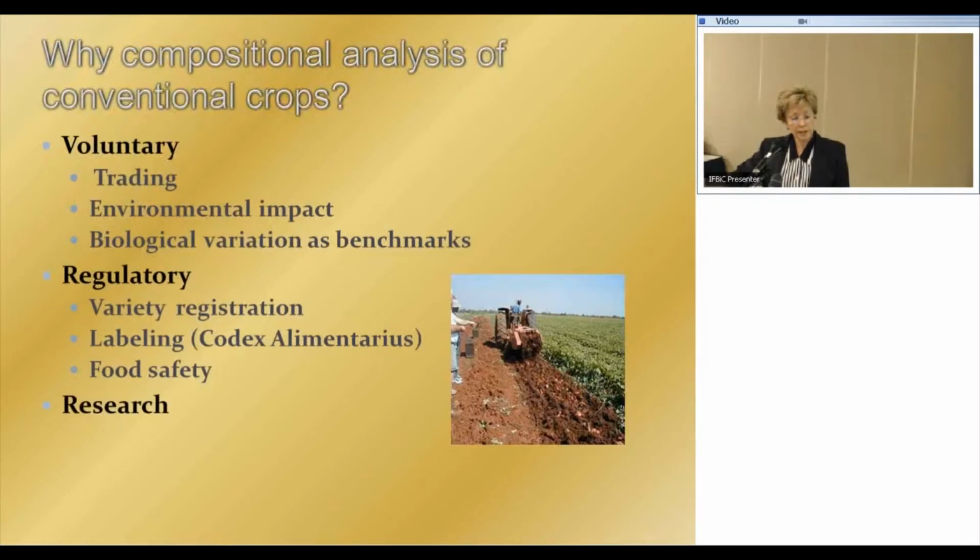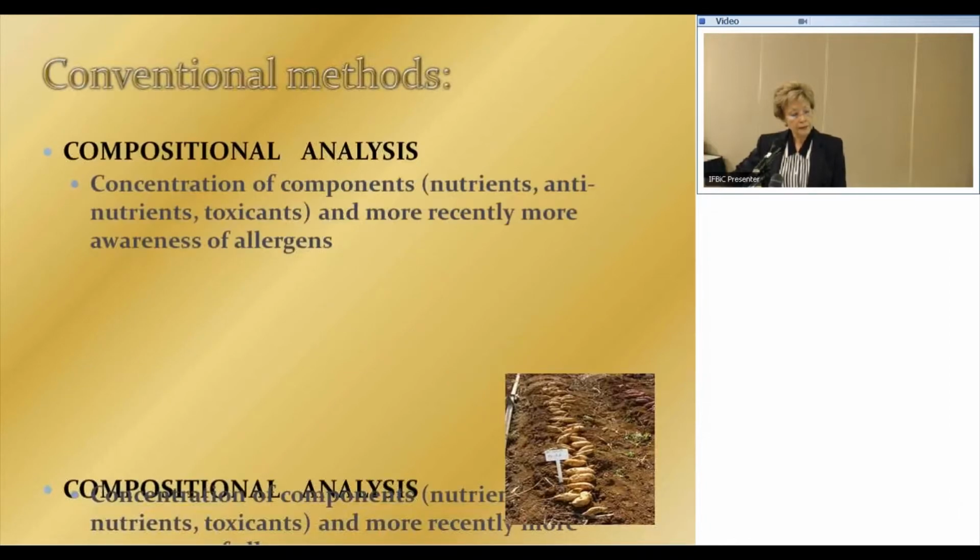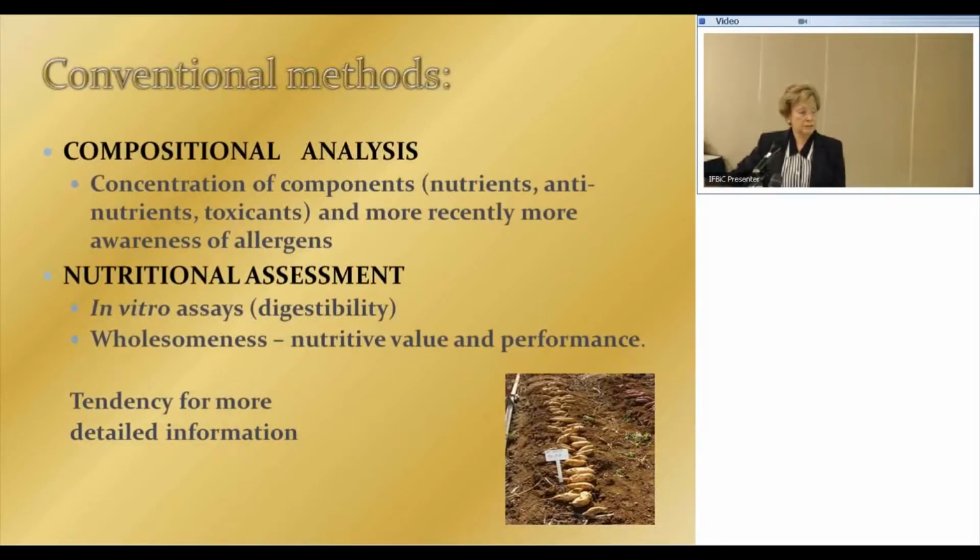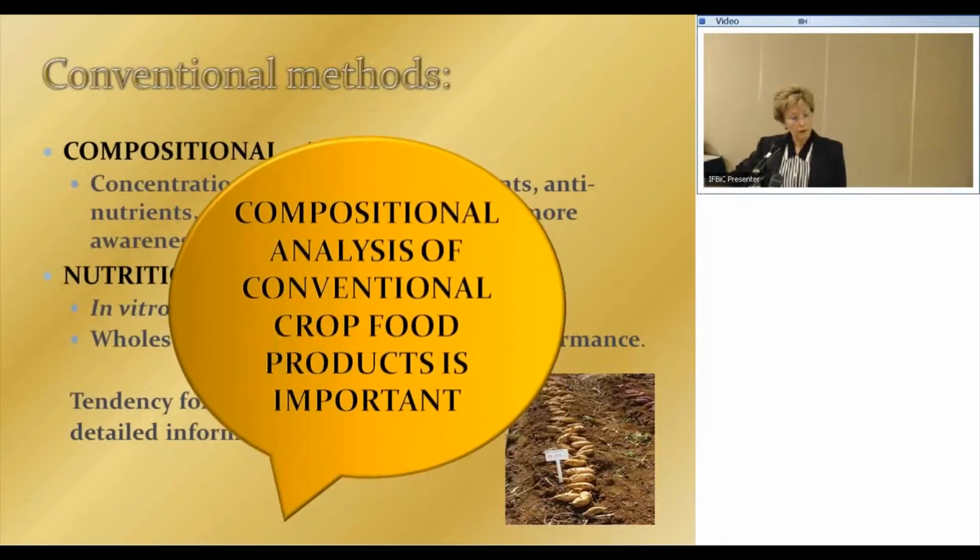As I said, with the sweet potato, we're still continuing with research and looking at other elements in it and how we can improve that, but that's like with conventional plant breeding. The analyses are the same according to the experts in nutrition, and there's a tendency to use more and more information. So composition analysis for conventional food crops is still important. I think it will remain important, whether it be for nutritional assessment or for safety assessment.